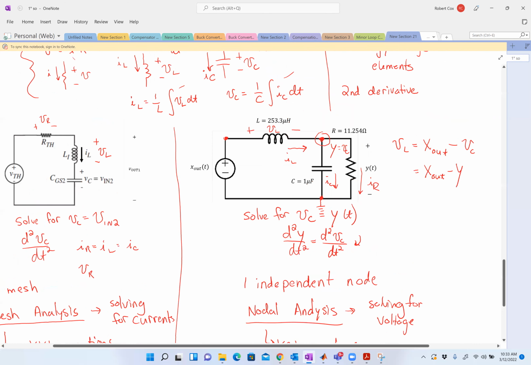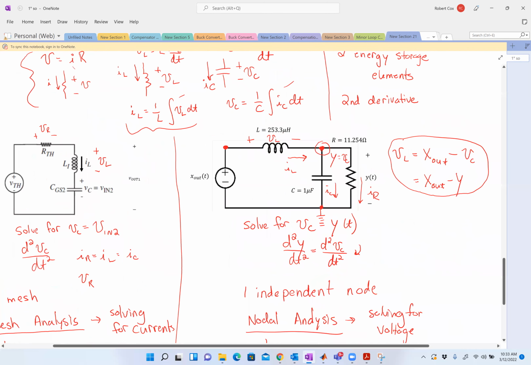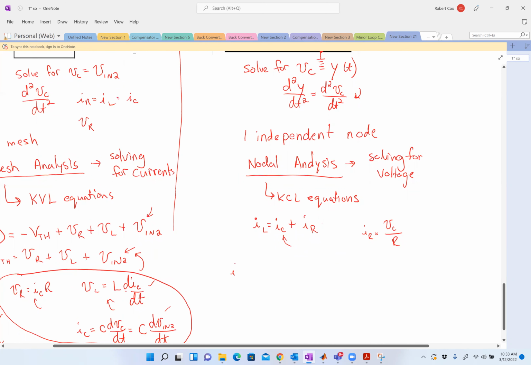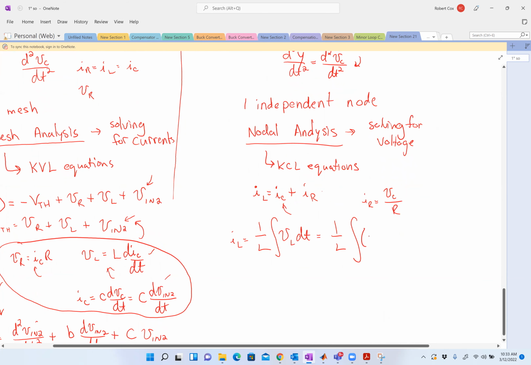Well, again, I got to go back to these relationships. When I have an I sub L, I can use this equation. I sub L equals 1 over L times the integral of VL dt. And we said before, VL is this, right? It's the voltage at the plus terminal minus the voltage at the negative terminal, right? And specifically, it's the node voltage at the plus terminal minus the node voltage at the minus terminal, okay? So what I can say is I sub L equals 1 over L integral VL dt. And as we said up above, VL is X out minus VC. So I can say this is 1 over L times integral X out minus V sub C dt, like that, right?